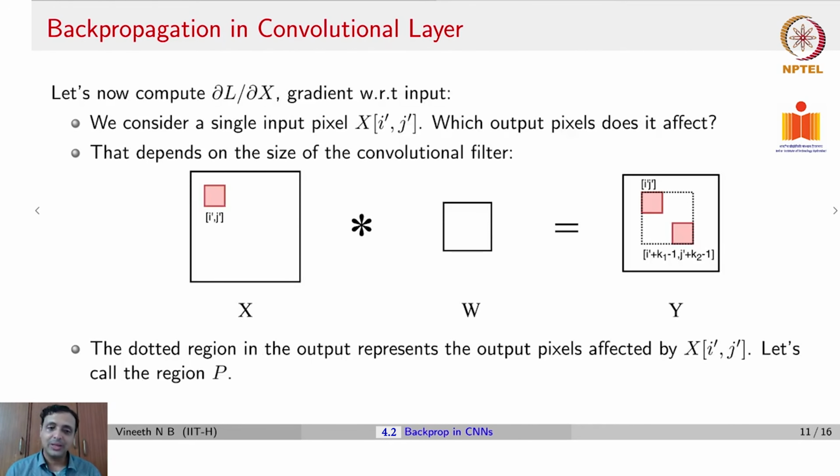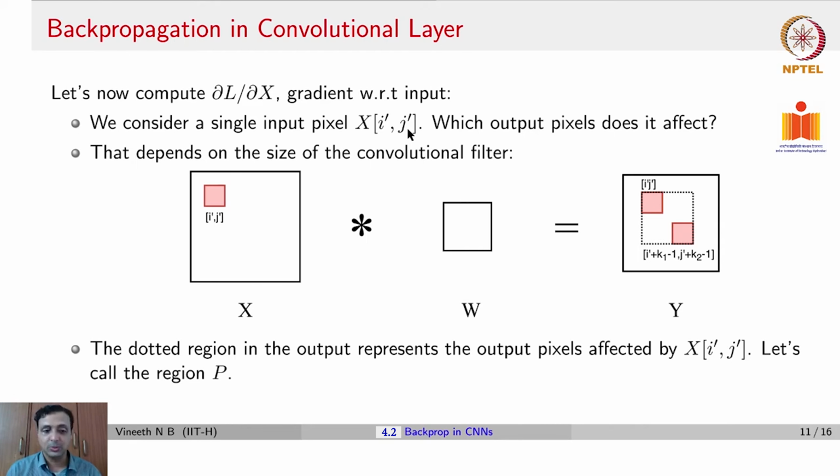Let's now move on to the next quantity, which is ∂L/∂X, the gradient with respect to the inputs of that convolutional layer. Let's once again consider a single input pixel X at (i', j'). Let's again ask the question, which pixels in Y would be affected by this particular pixel in X?